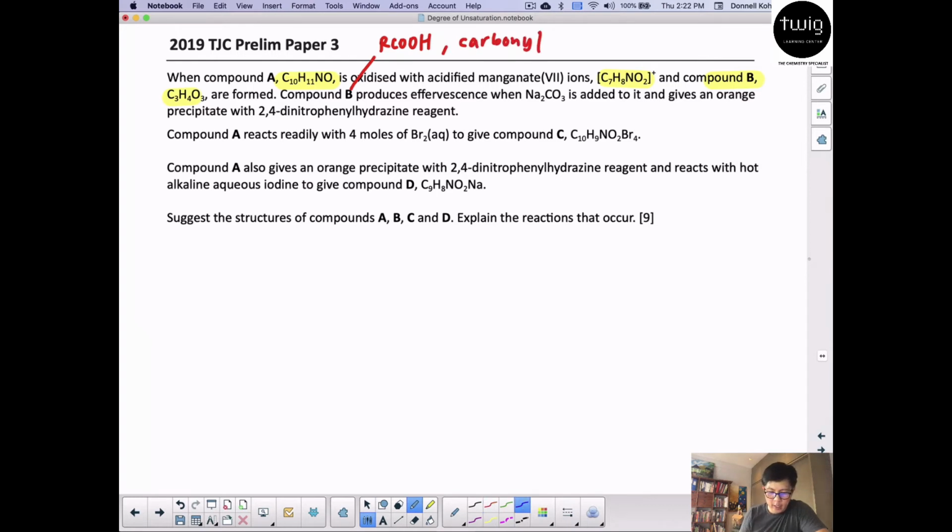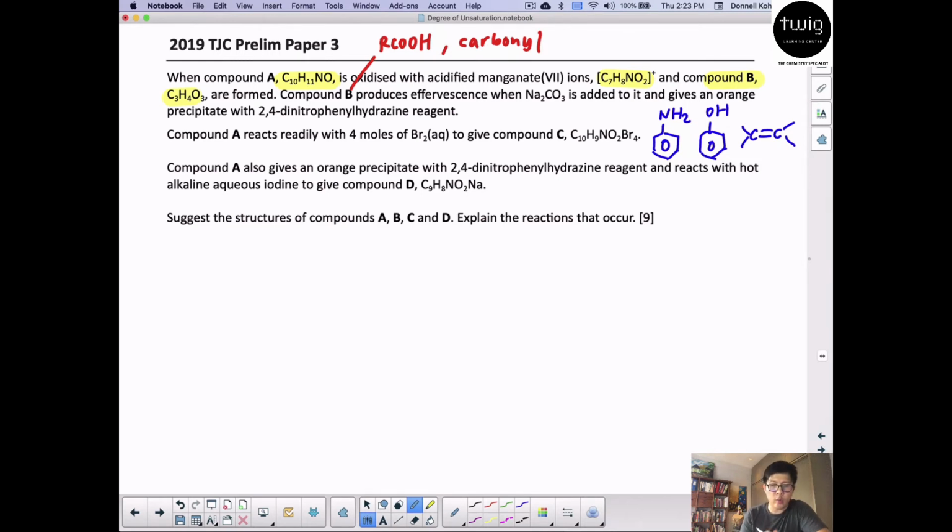Okay, compound A. Just draw. Compound A reacts readily with 4 moles of bromine. So what kind of compounds react with bromine? You must know it's either phenylamine, or phenol, or even alkene. Okay, so we know that for phenol and phenylamine, you get 2, 4, 6 bromo compounds, right? So let's look at the next part.